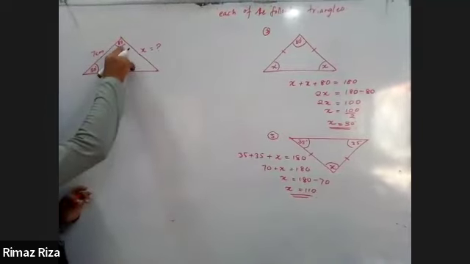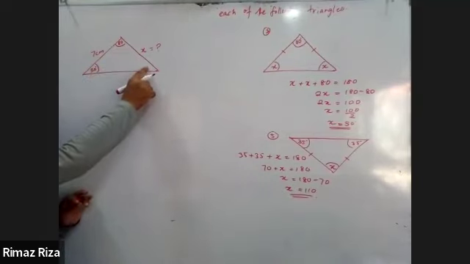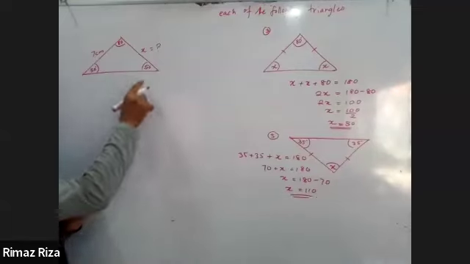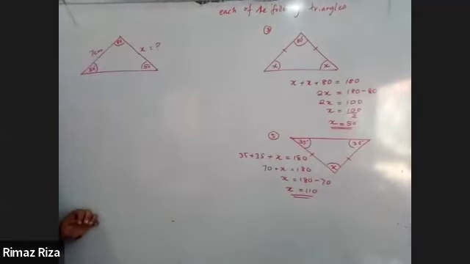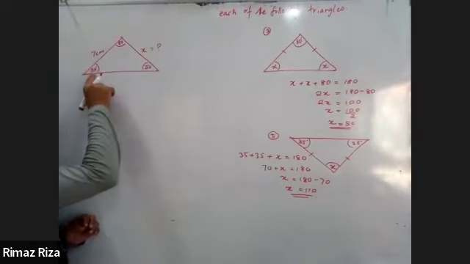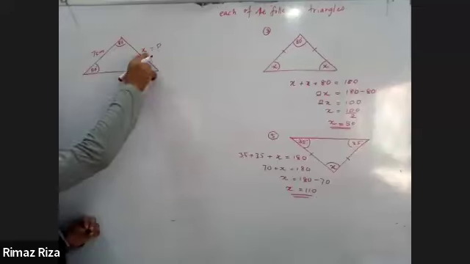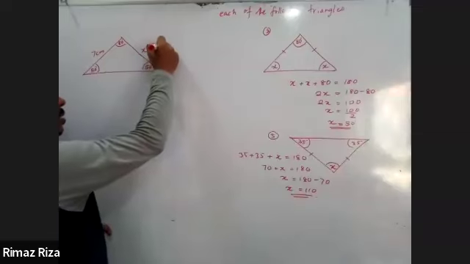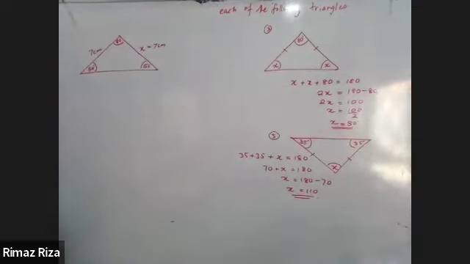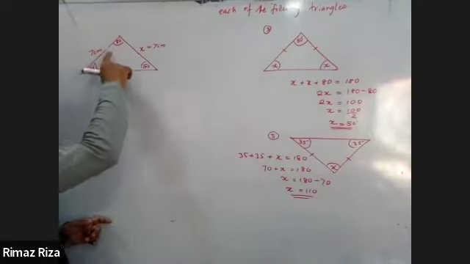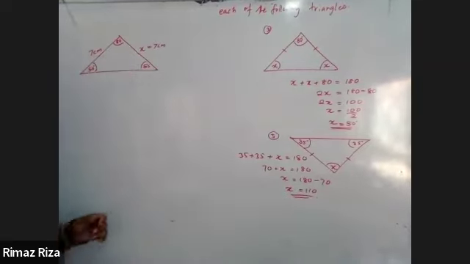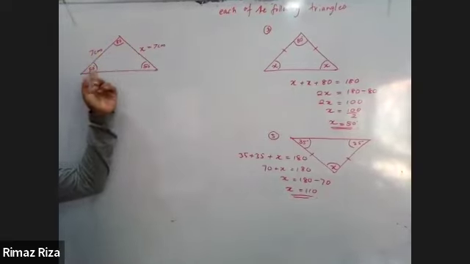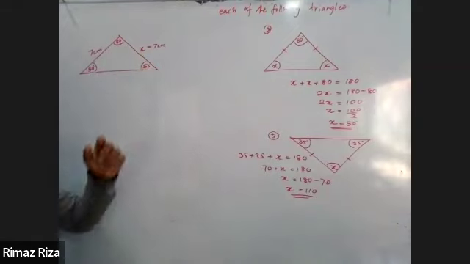7 centimeter. Good. This is 80, this is 50, so what is this angle? 50. So this angle is 50 now. That means this is an isosceles triangle, right? Because two angles are equal. Therefore, this side is equal to this side. That is the converse of the isosceles triangle theorem. If these two sides are equal, then these two angles are equal. If these two angles are equal, then these two sides are equal.